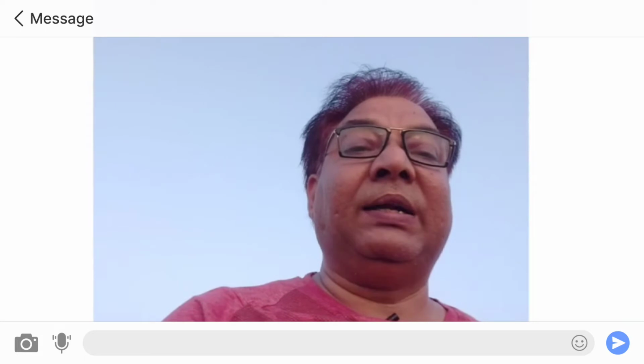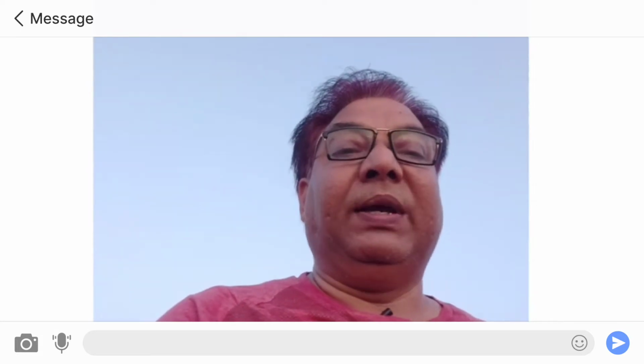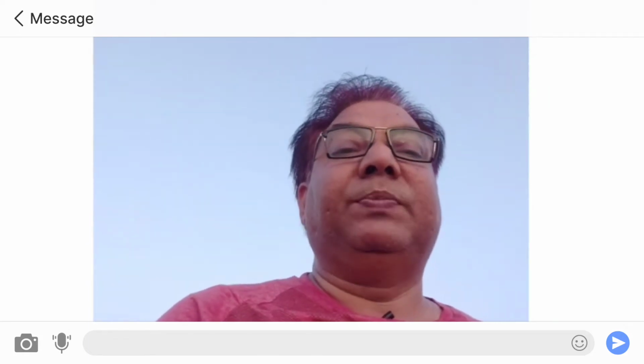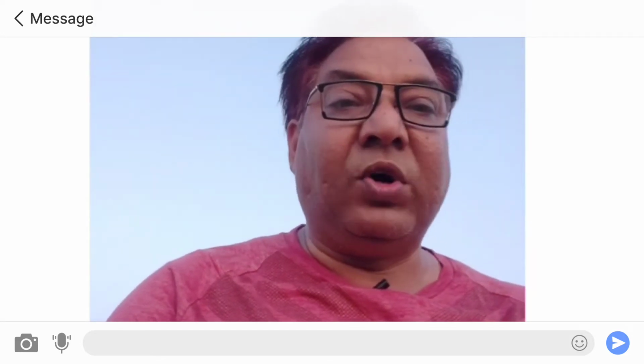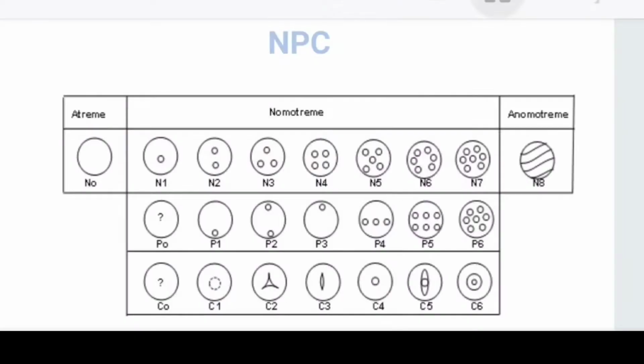On the basis of that, three numerical values will be given that will characterize a particular aperture of a particular spore or pollen grain. Let's see how this classification works. So here is the table for NPC system of classification. Here you can find there are three rows in this table. The first row represents the number, the second row represents the position, the third row represents the character. NPC: number, position and character.